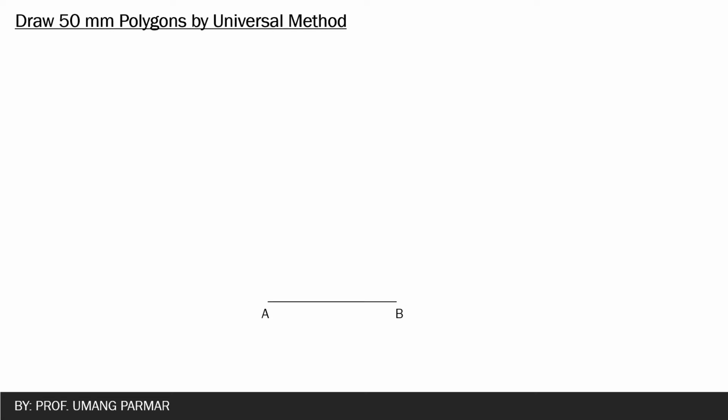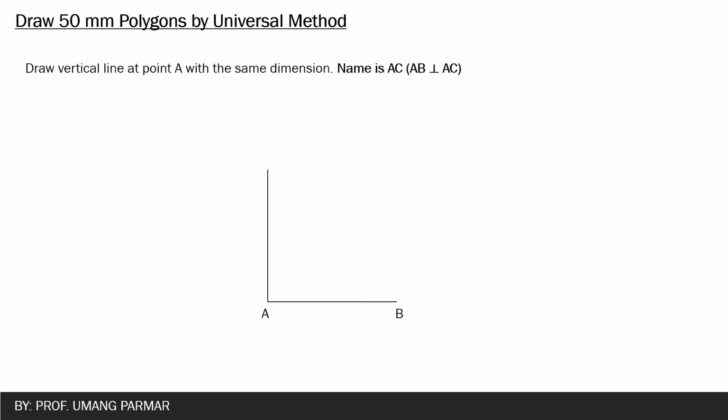Now the second step is to draw the vertical line at the point A with the same dimension, such that your A to C line will be perpendicular to AB. So here we have the horizontal AB and a vertical line at point A, such that AB and AC are perpendicular to each other. There is a 90 degree angle between the AB and AC lines.